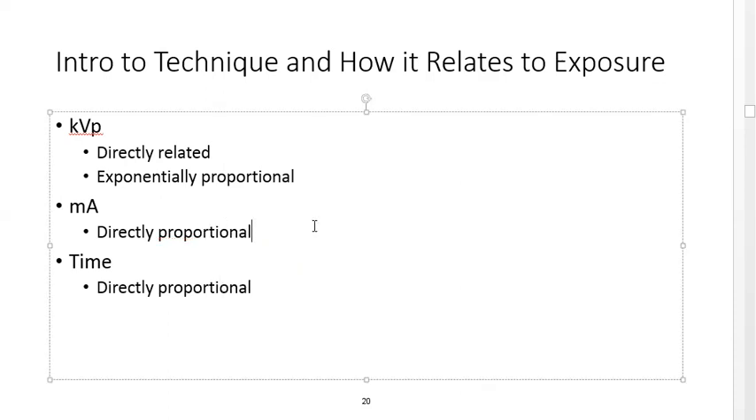exposure is direct in every aspect of the word. So we increase MA, we increase our exposure. So if we double our MA, we're using the same time, but we double our MA from 100 to 200, then it exactly doubles our exposure. Same thing holds true with mass, or with time. If we double our time, then we exactly double our exposure.